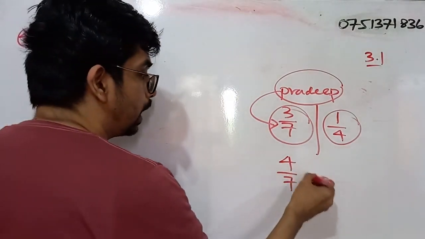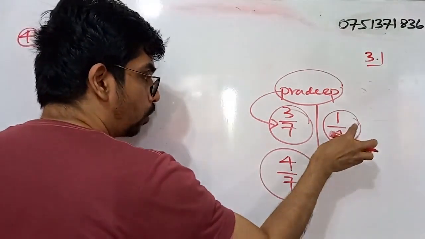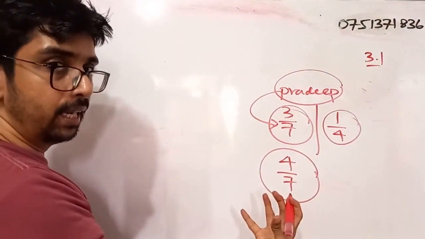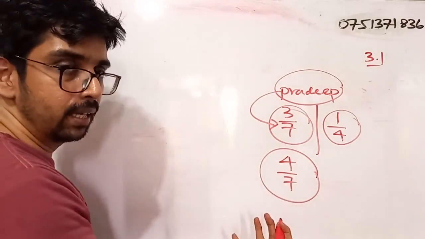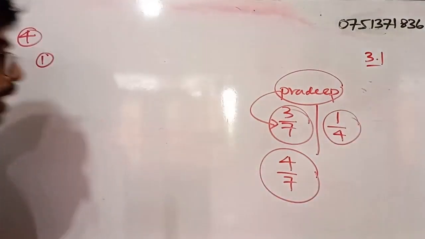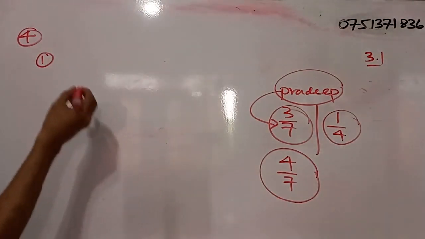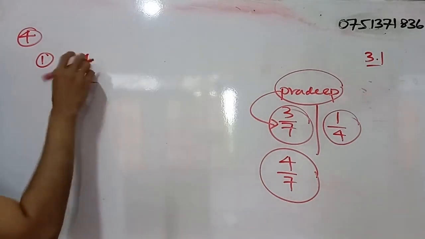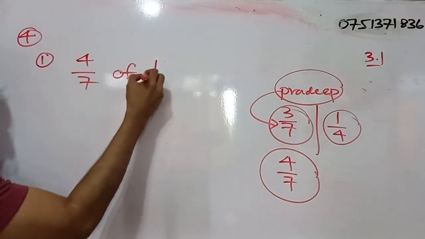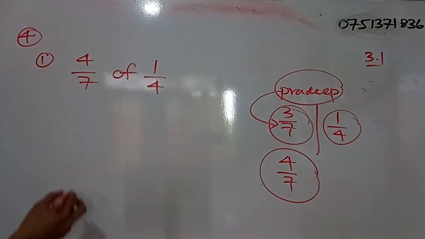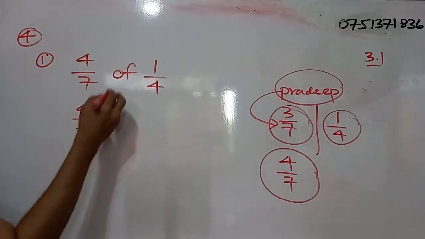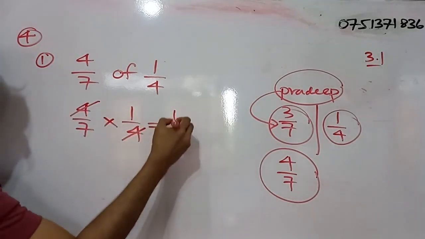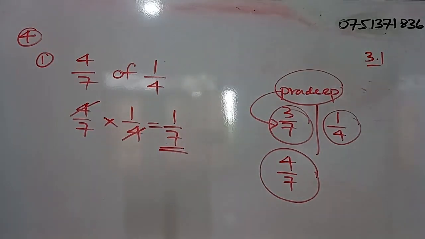Then actually he bought a quarter of the land from this amount. He takes it from the remaining land. He takes one quarter from the remaining land. Right? So how do we find the answer? From 4 by 7, from this fraction, he buys another quarter. Right? So 4 by 7, we replace this "of" by the multiplication symbol. So we can cancel out this 4. So 1 by 7. So that is the answer.